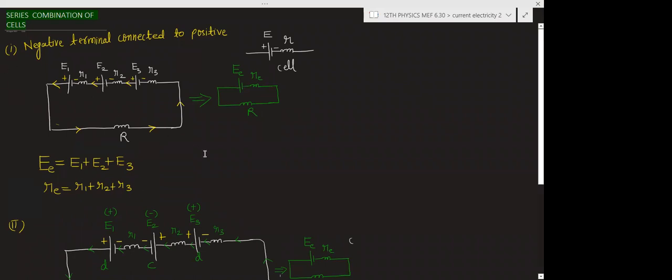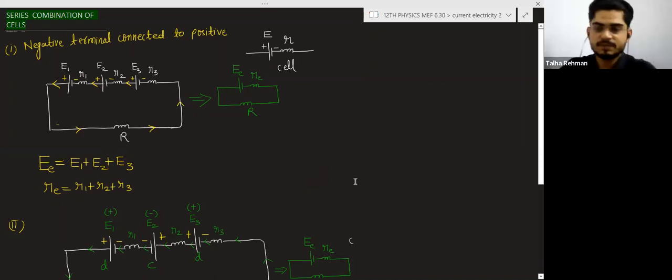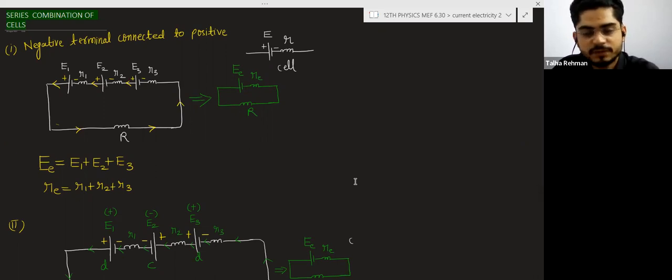Wait. Okay, fine. And please draw the diagrams clearly. All the things should be mentioned there. So in future, when you revise your notes, it will be easy for you.